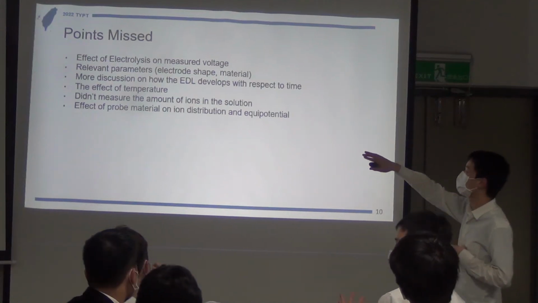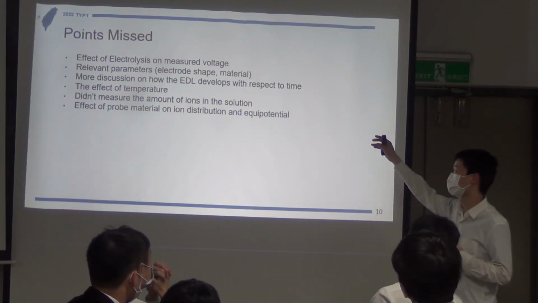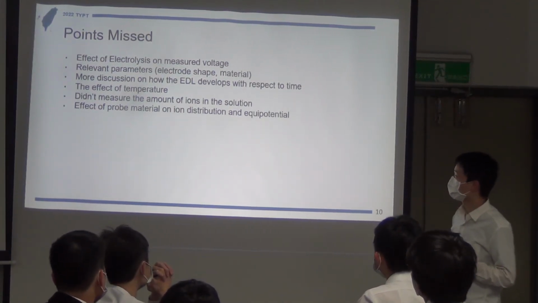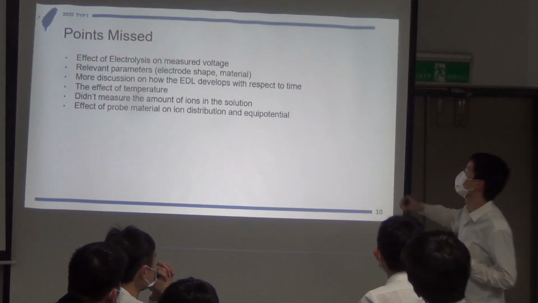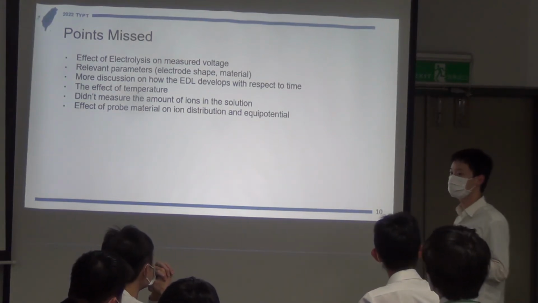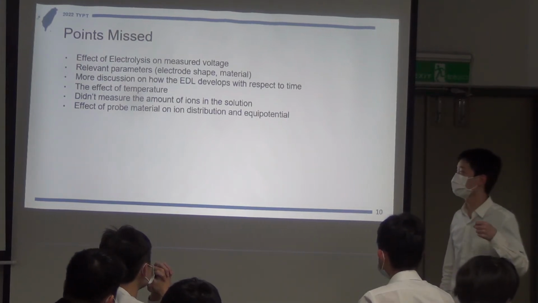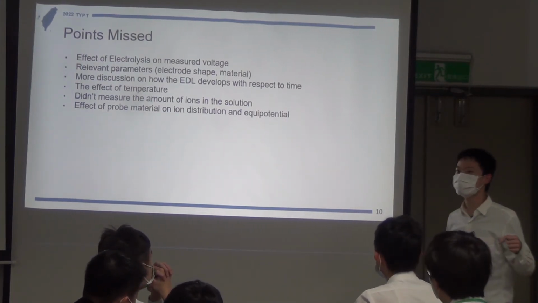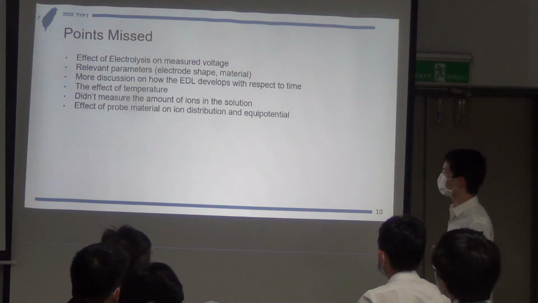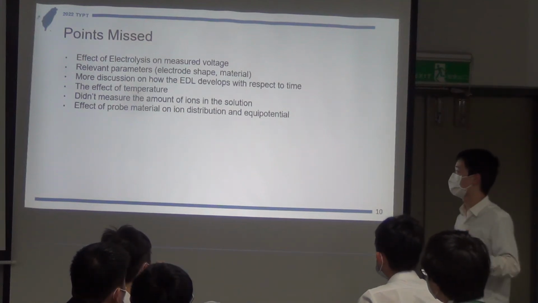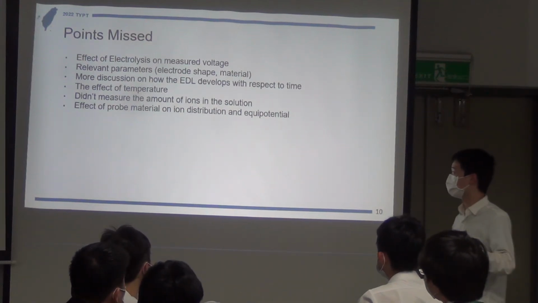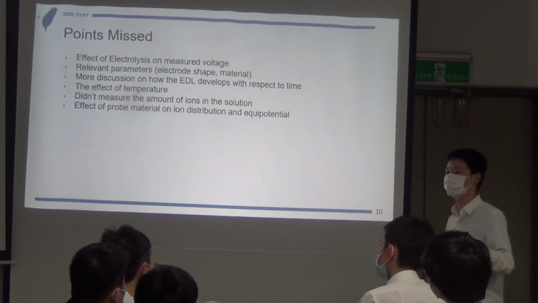Also, they missed relevant parameters such as electrode shape and material. Also, they missed a discussion on how the EDL develops with respect to time. And also, they didn't consider the effect of temperature. They didn't measure the amount of ions in the solution, and they did not talk about the effect of probe material on the ion distribution and the equipotential line.